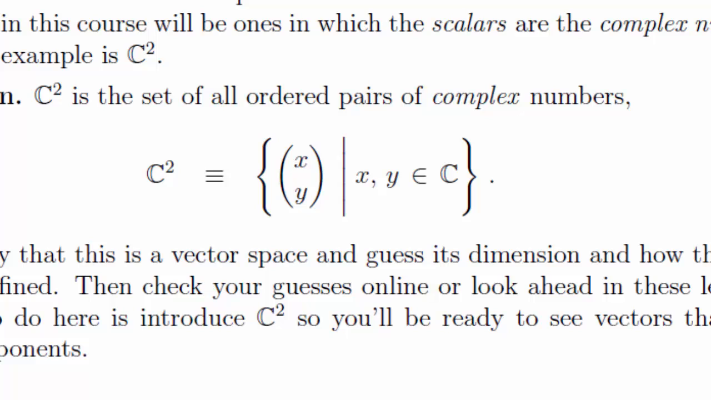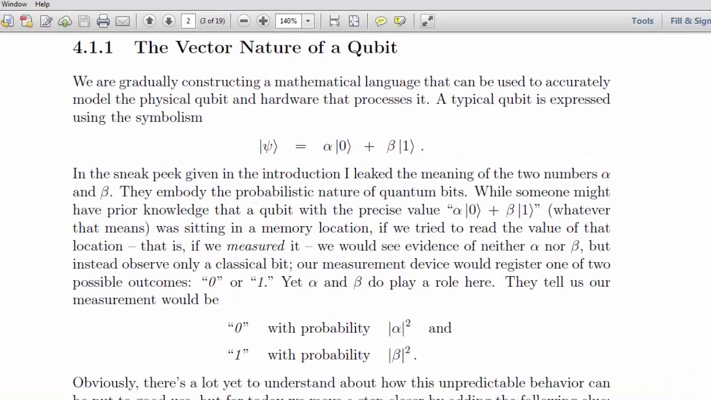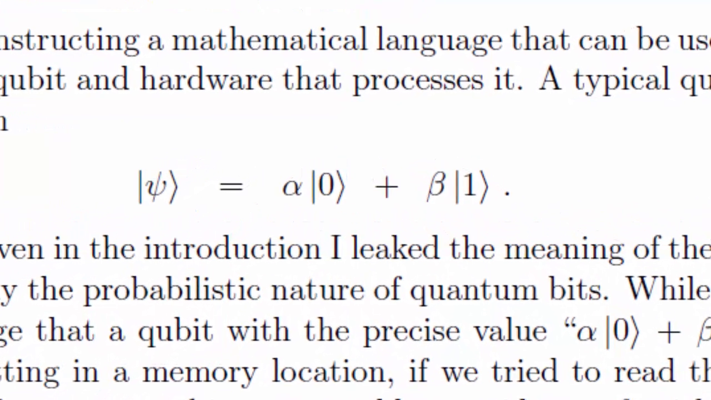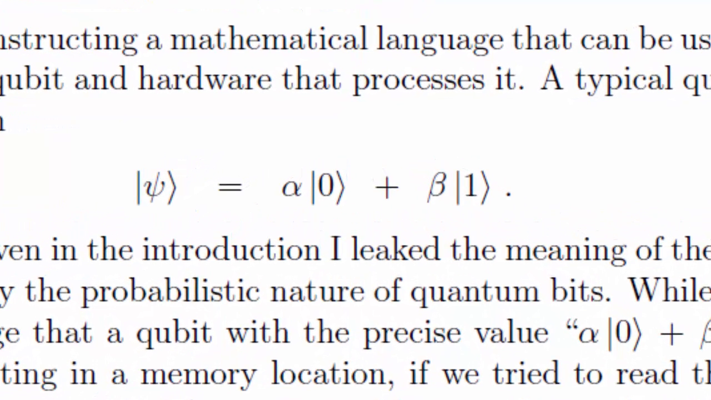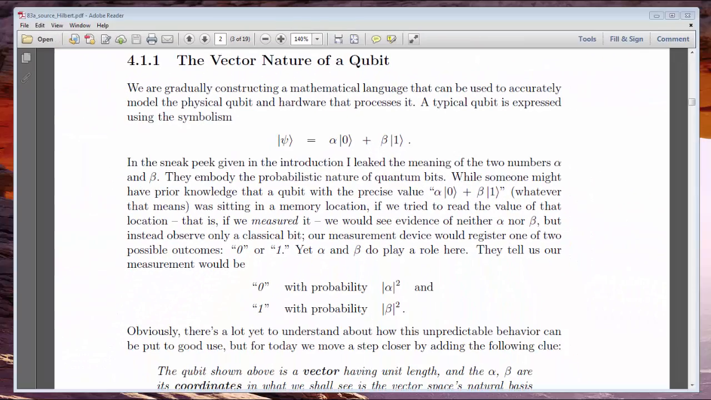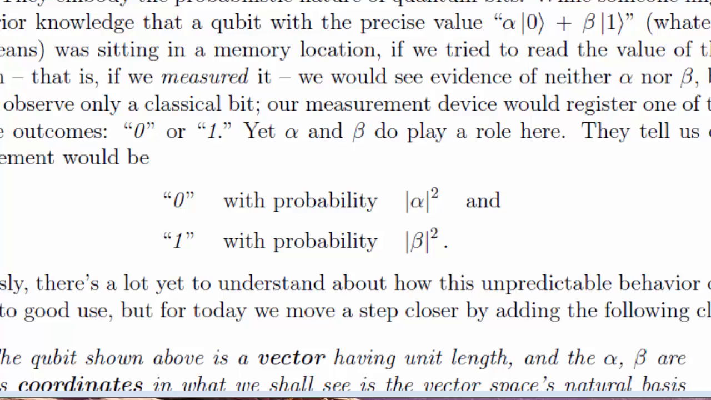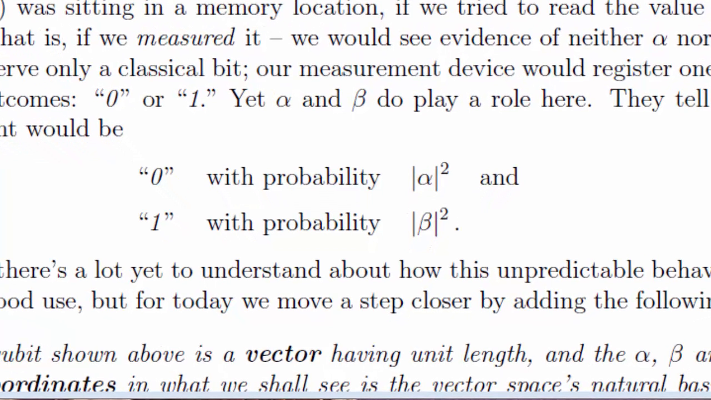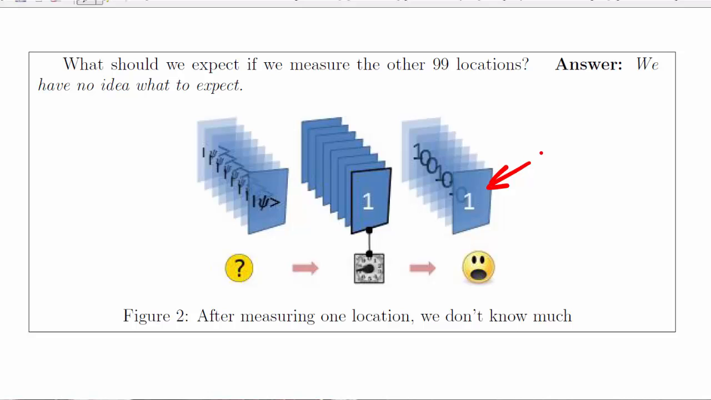C2 is a two-dimensional vector space over the complex numbers, and I'm going to tease you with a peek of where we're headed next week. The coefficients alpha and beta are going to have a certain interpretation. When we square their absolute values, they'll turn into probabilities, numbers between 0 and 1. These probabilities tell us what our chances are of obtaining a particular measurement when we look inside the qubit's memory location. That's kind of interesting, right?